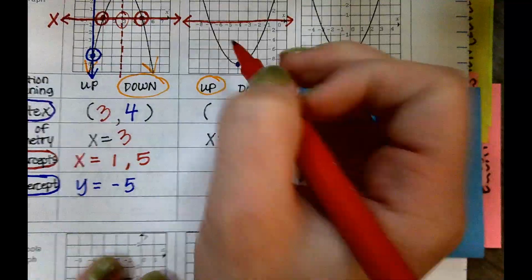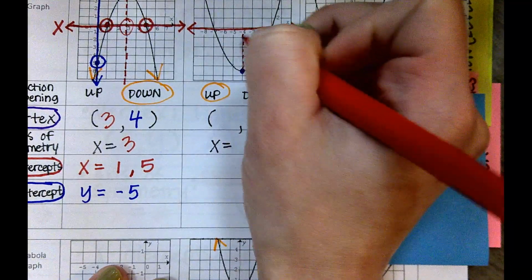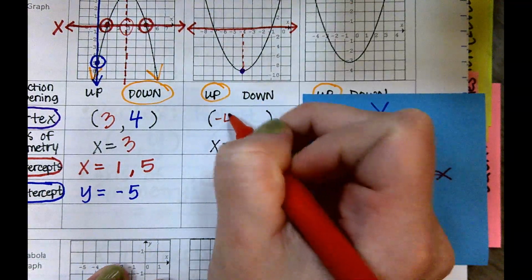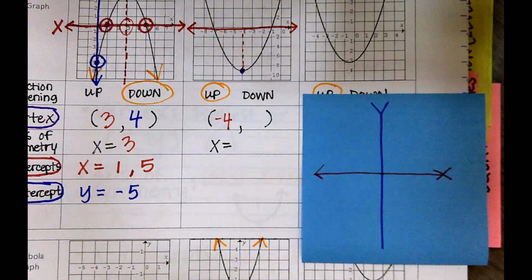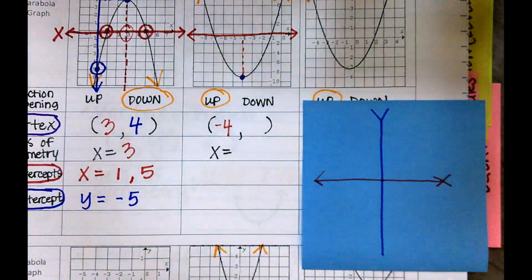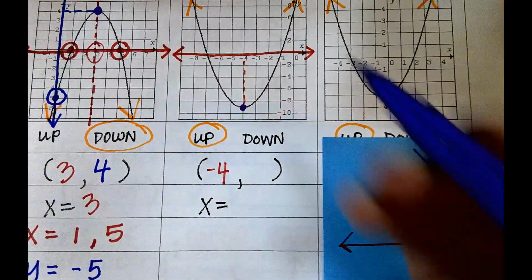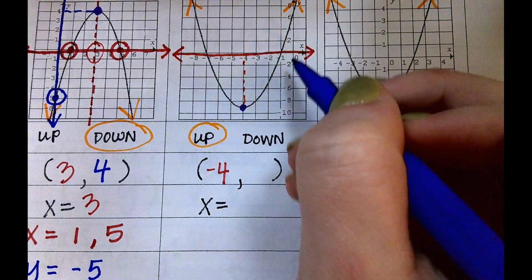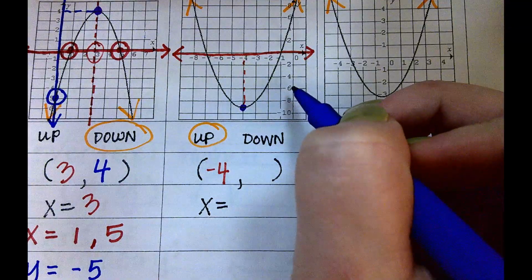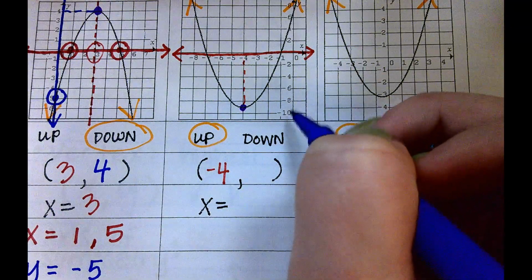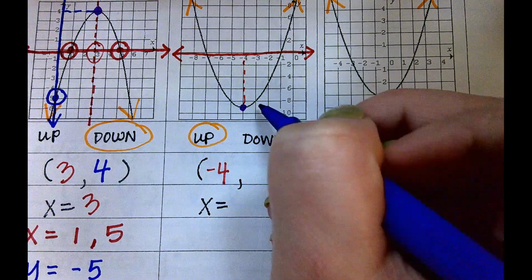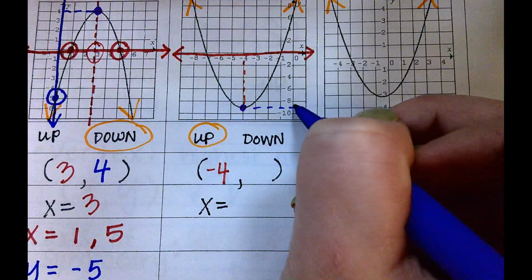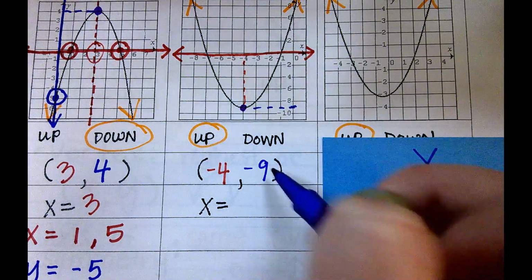So our x value of the vertex is -4. And I heard somebody say -9, good. -9, I know it's counting by twos. I won't do that to you. -2, -4, -6, -8. It's in between -8 and -10. So -9.